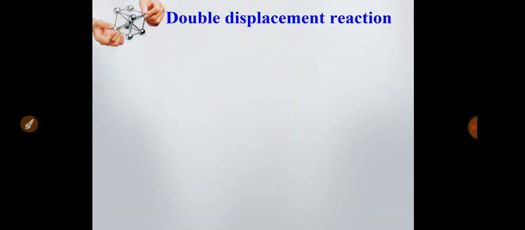Now I will go to the next reaction, that is the double displacement reaction. From the name you can get an idea that here two different displacement reactions will be happening. That means in the previous reaction one displacement occurred, here two different displacements will be taking place.